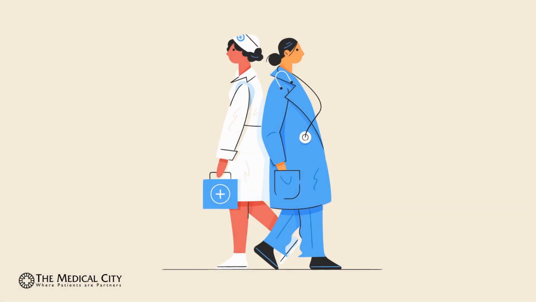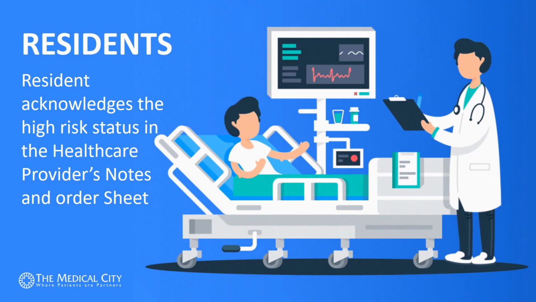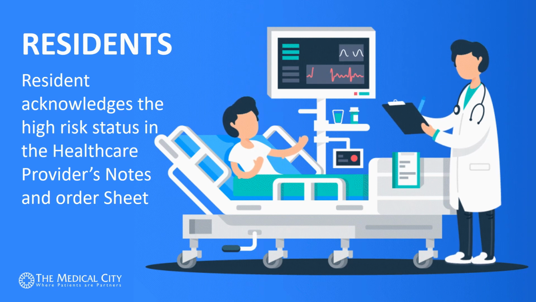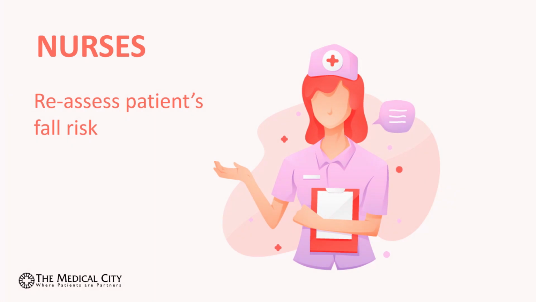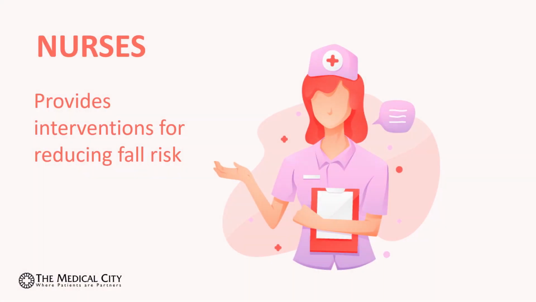With that, let's talk about the responsibilities of our nurses and our residents. Our nurses conduct an initial full risk assessment upon admission, and our residents acknowledge the high-risk status in the healthcare provider's notes and order sheet. Then, nurses reassess patients' fall risk using the inpatient or outpatient fall risk assessment tool. Our residents must also evaluate the medication profile in relation to fall risk. Our nurses provide interventions for reducing fall risk.